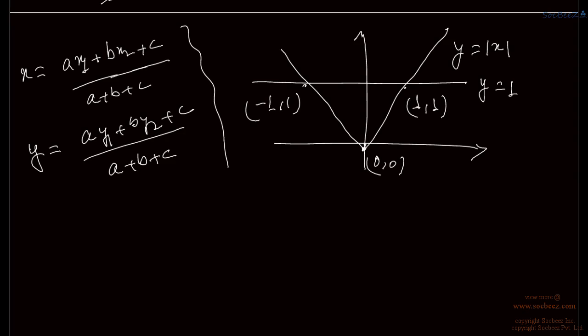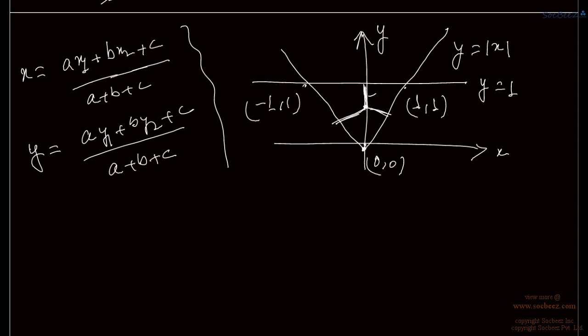Looking at the figure, this is an isosceles triangle, right? So the incenter must lie on this axis, because if we draw perpendiculars from this point, we get lengths which are equal, this is equal to this is equal to this. So definitely the incenter lies on this line, that is the y axis.